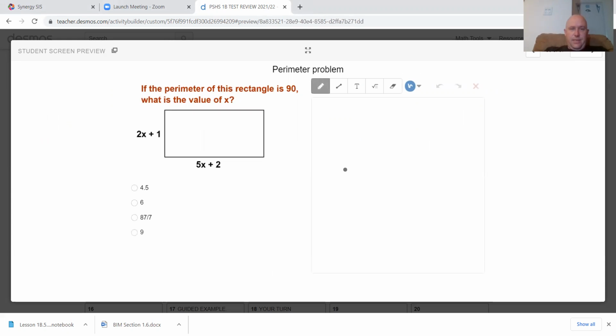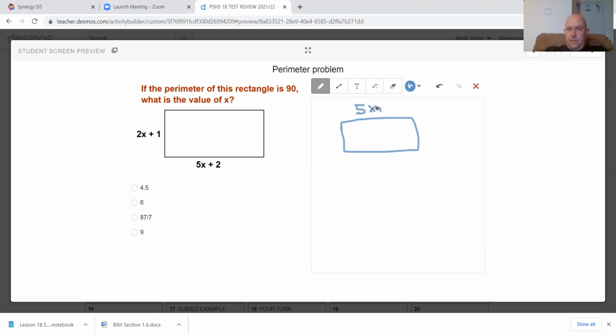All right, perimeter. We talked about perimeter in our last lesson, 1b.5, or actually as part of the start of this lesson. This is where we add all the terms together, and then we set it equal to 90. I know the top of this rectangle is 5x plus 2, and I know the bottom of this rectangle is also 5x plus 2. So that's my starting point.